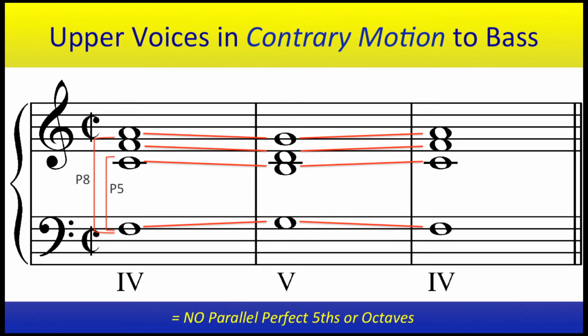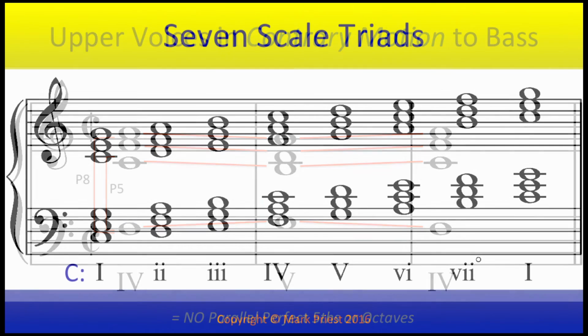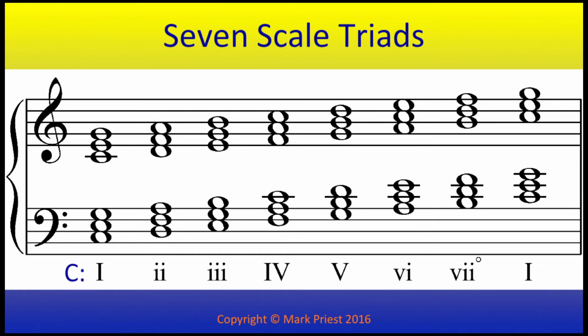Contrary motion. That experience suggests that contrary motion is the order of the day because in strict 4-part harmony we must avoid writing parallel octaves, unisons, and fifths between any adjacent pair of the 7 scale triads.